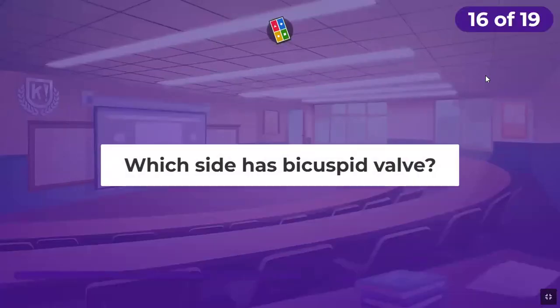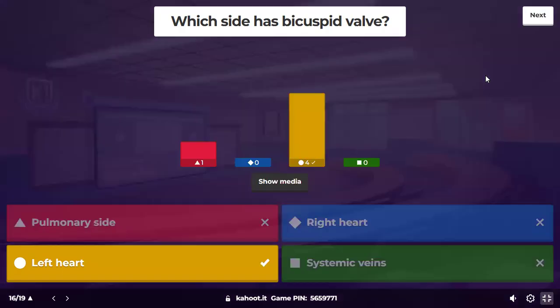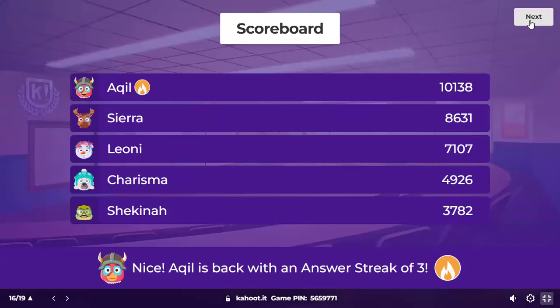Which side has a bicuspid valve? Pulmonary side, right heart, left heart, or systemic veins. Which side has the bicuspid valve? Definitely gonna be the left heart. Very good, guys.